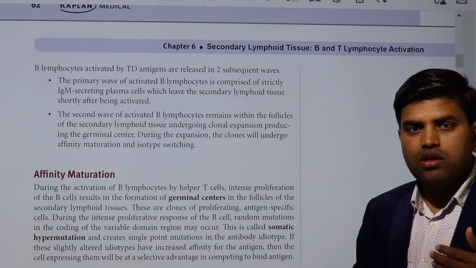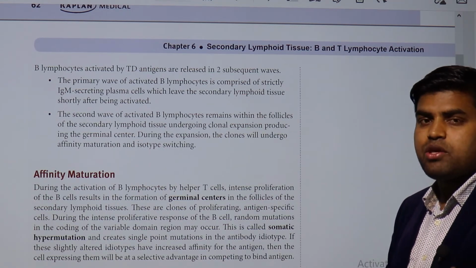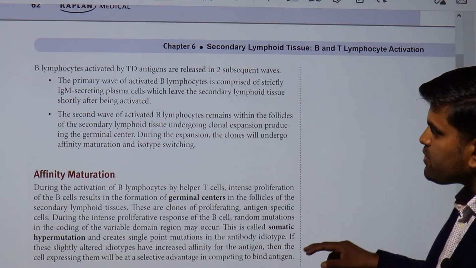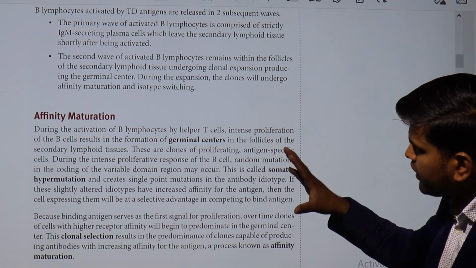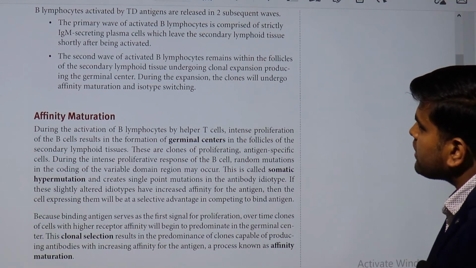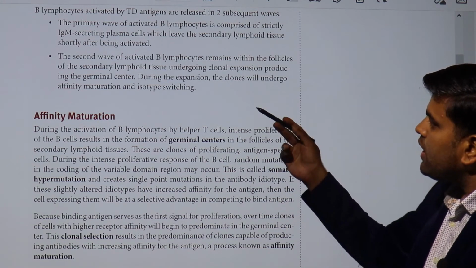So after a few days, there will be immunoglobulin G and immunoglobulin A released, depending upon the type of infection and the signal that has been sent. So that will depend; the second phase of B lymphocyte response will be released after affinity maturation and isotype switching. Now we have to understand what affinity maturation and isotype switching are.